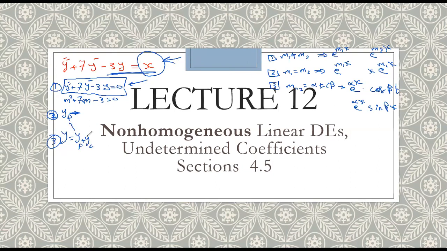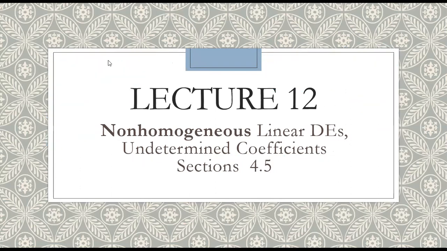So here yp, what is yc? The yc is the solution of the homogeneous one. Do you remember the name of the solution of the homogeneous equation? We call it the complementary solution. So in today's lecture, we are going to learn a specific method to find yp. We call it the Undetermined Coefficients method, which covers section 4.5 from your textbook.